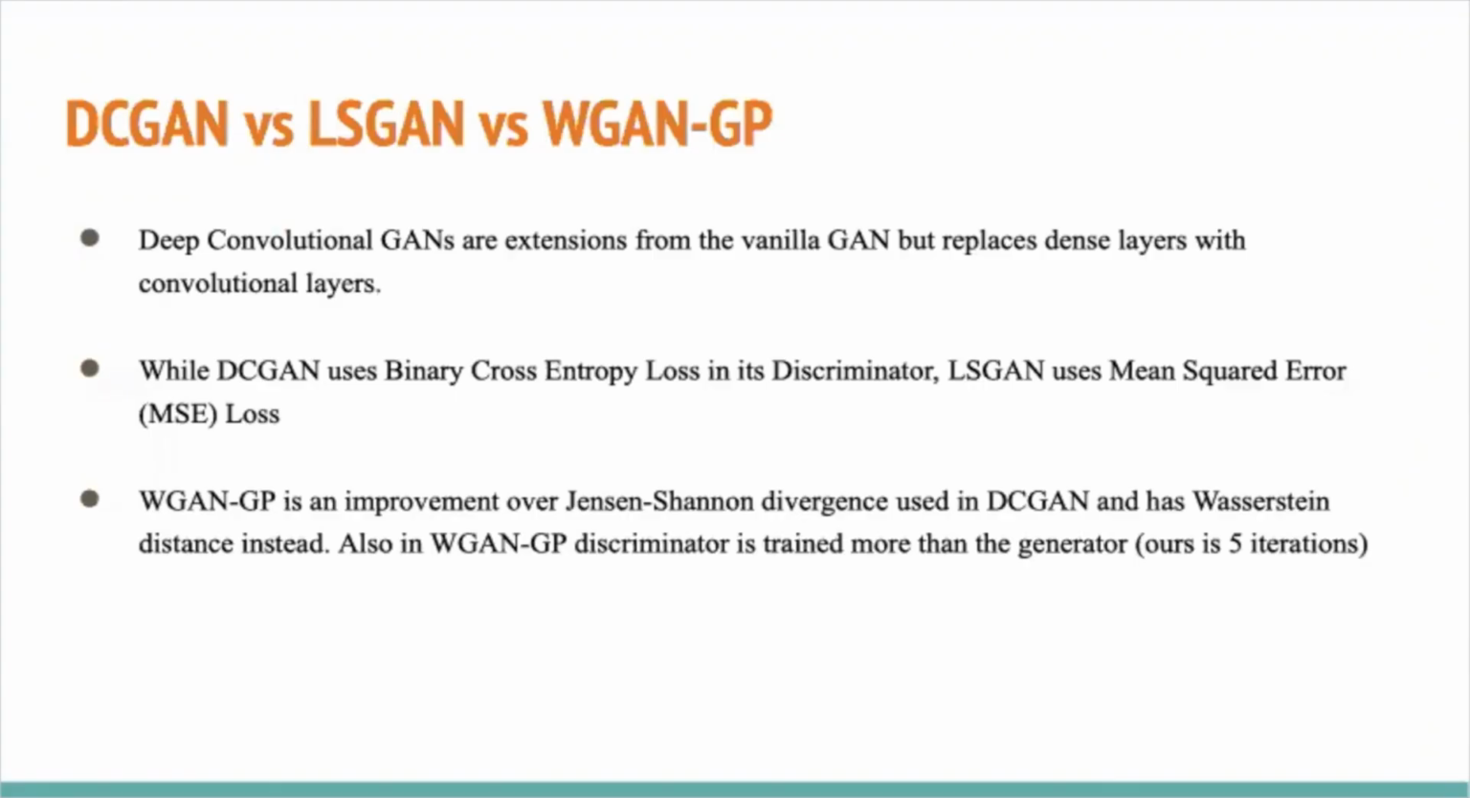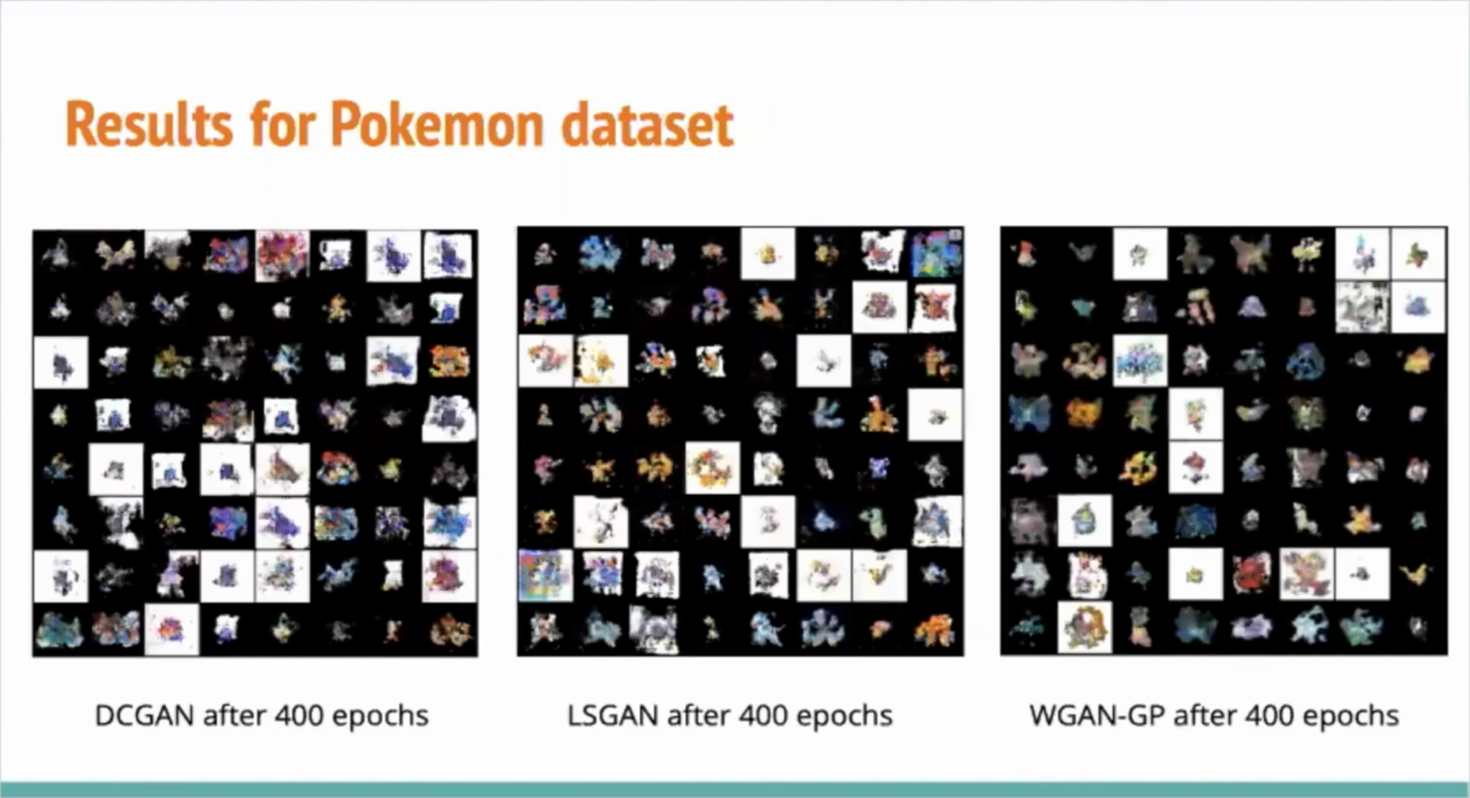Deep convolutional GANs are an extension of vanilla GAN but replace dense layers with convolutional layers, while DCGAN uses binary cross entropy loss in its discriminator. LSGAN uses mean squared error loss. WGAN-GP is an improvement over the Jensen-Shannon divergence used in DCGAN and uses the Wasserstein distance instead. Also in WGAN-GP, the discriminator is trained more than the generator, ours was 5 iterations.